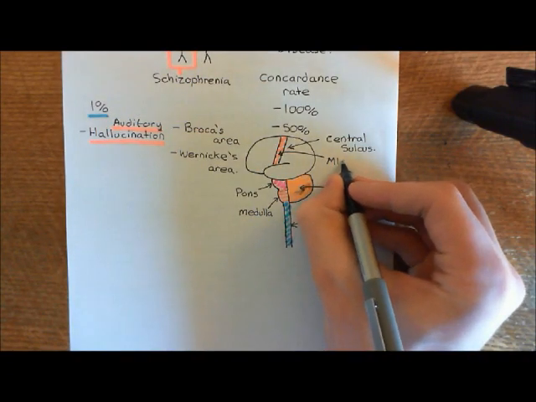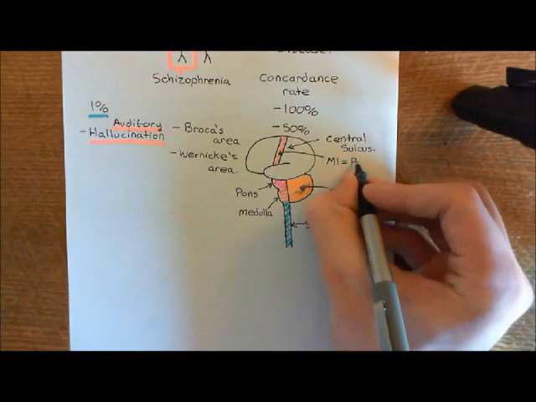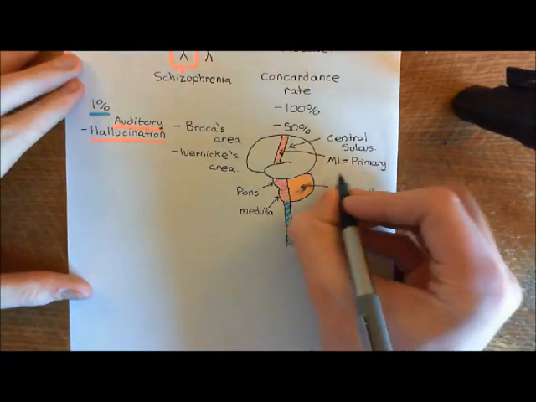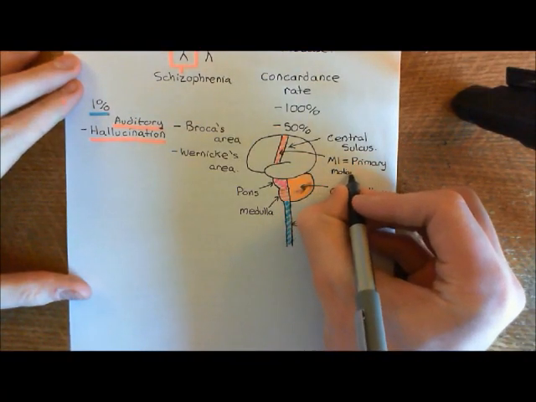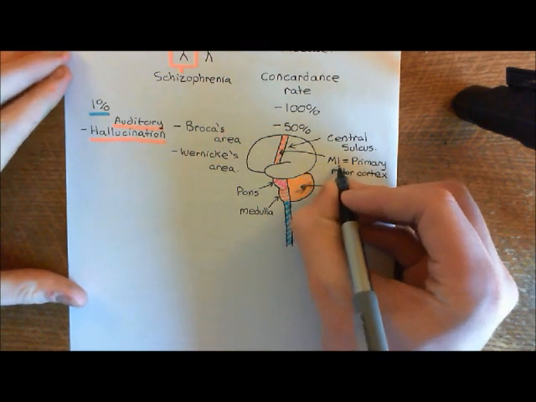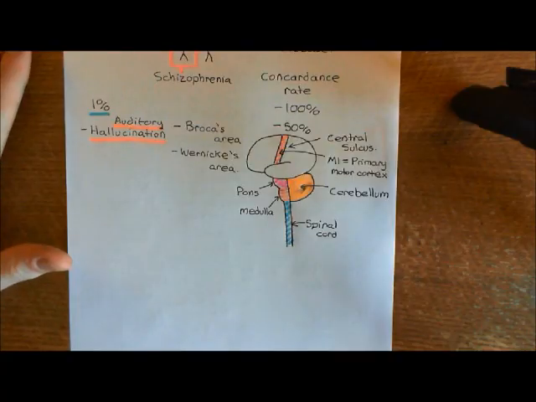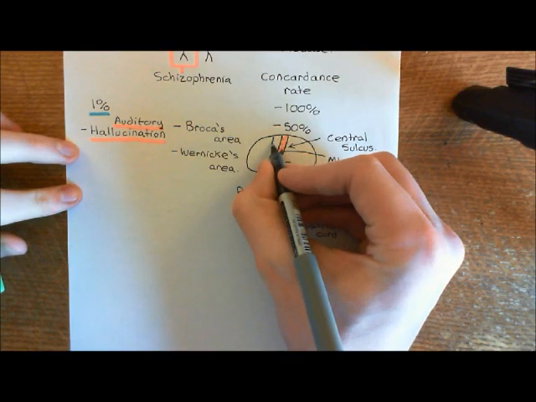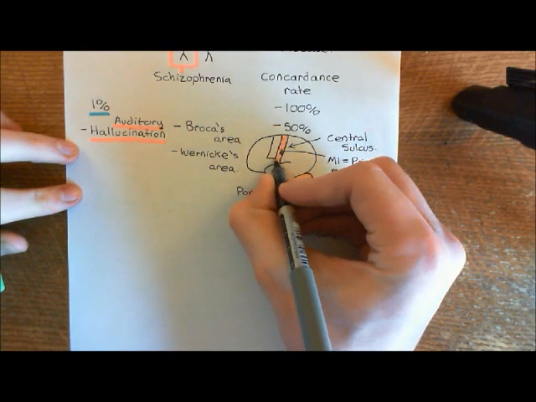So this is called M1 for short. Its full name is the primary motor cortex. The M is for motor, and then 1 indicates that it's the primary motor cortex. Now, sitting in front of the primary motor cortex, you have the secondary motor cortex here.